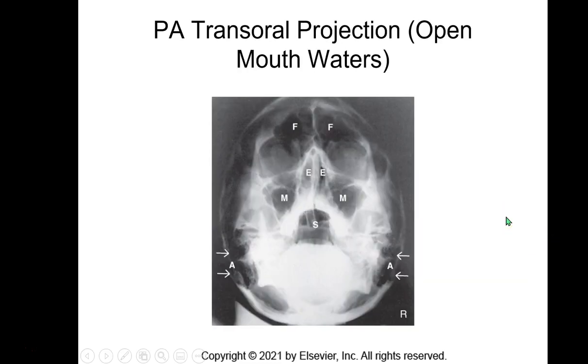So here is a Waters view or projection with the mouth open. And opening the mouth in this projection actually removes the upper teeth from direct superimposition of the sphenoid sinuses. So in this case, the frontal are here, ethmoid behind the nose, maxillary in the cheeks, and then your sphenoid would be back here behind the ethmoid. Remember, in this projection, the chin is on the board, so MML is perpendicular to the image receptor.